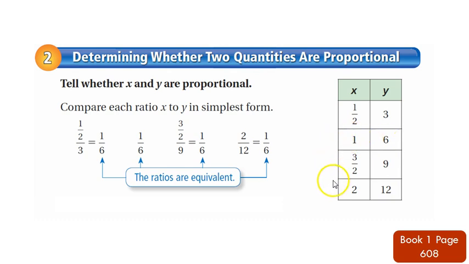And finally, let's scale from 6 to 12 by multiplying by 2. Does 1 times 2 give us the same value as in the x? And yes, it does. Again, we can compare fractions in a proportion, but also use scaling in the table to help us figure out if all the ratios are equivalent. So, x and y are proportional.